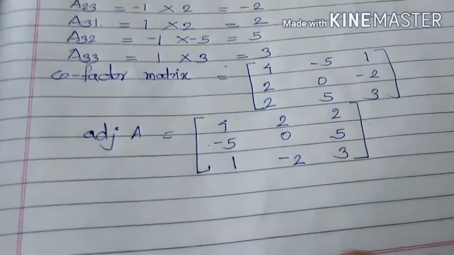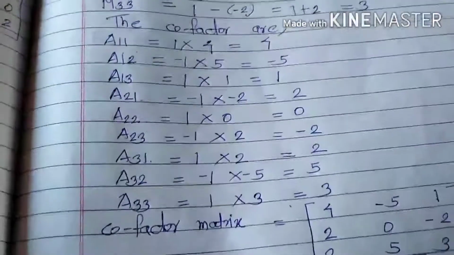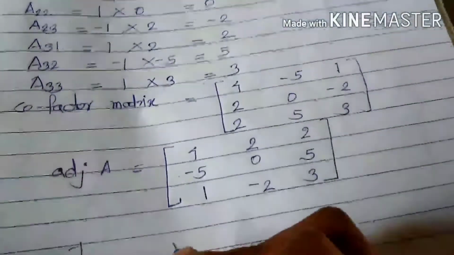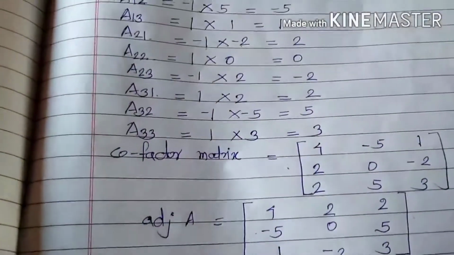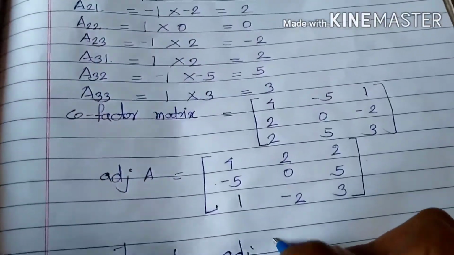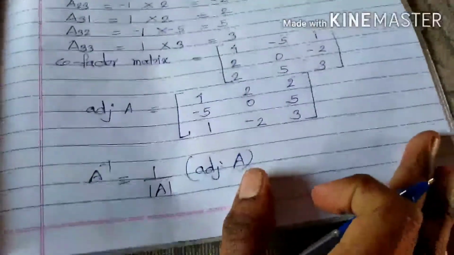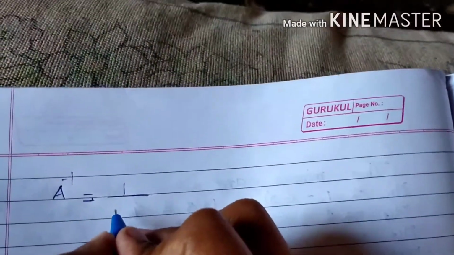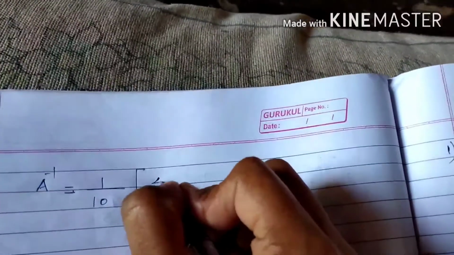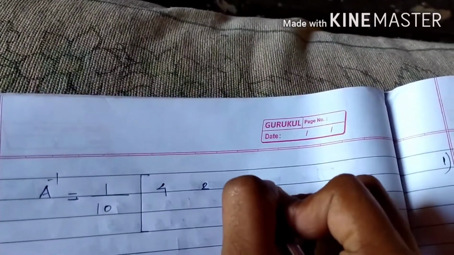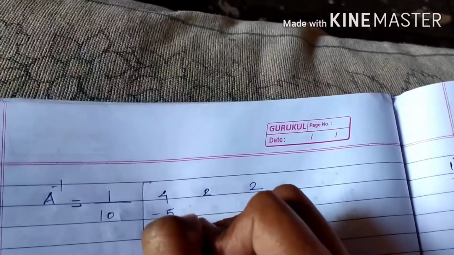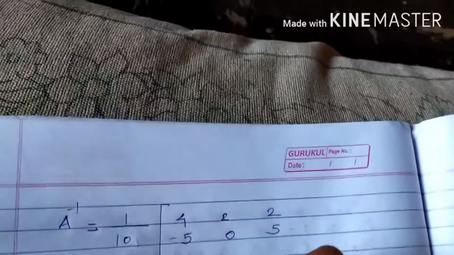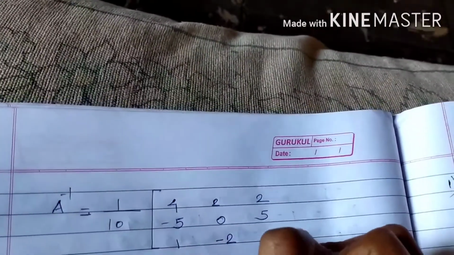Now you have to find A inverse. So A inverse is equal to 1 upon determinant of A into adjoint of A. This is your formula. So A inverse is equal to 1 upon determinant of A, which is 10, and adjoint of A, this: 4 2 2, minus 5 0 5, 1 minus 2 3.